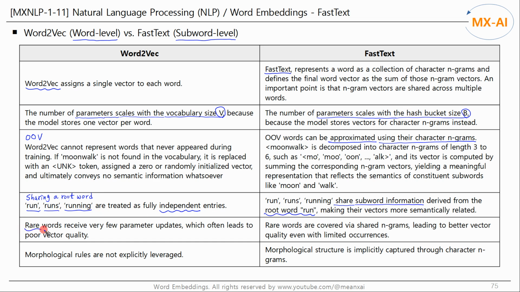Rare words are also handled differently. In Word2Vec, rare words receive very few parameter updates, which often leads to poor vector quality. FastText alleviates this problem because rare words can still benefit from shared subword information. Finally, Word2Vec does not explicitly leverage morphological structure. FastText, however, implicitly captures morphological information through character n-grams.